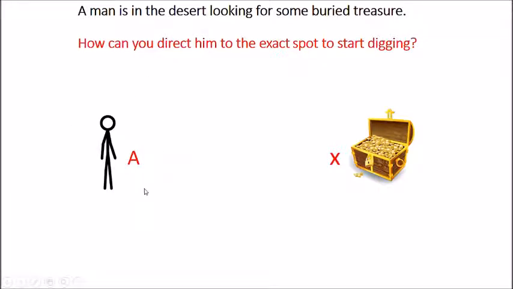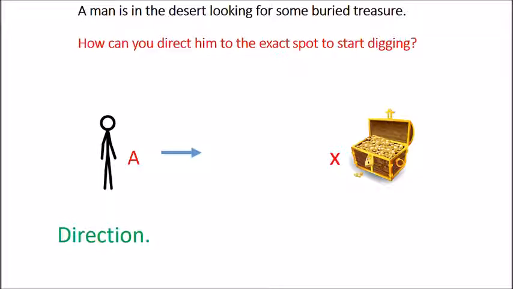Pause it if you need a moment to think. What two things do you have to tell him? Well, first of all, you need to tell him what direction to start walking in. It might be something like go straight up, so north. It might be something like go to his left, so west. But our treasure is pointing east, so it's pointing straight to the right, so we call that east. So we need to tell him the direction that the treasure's in.